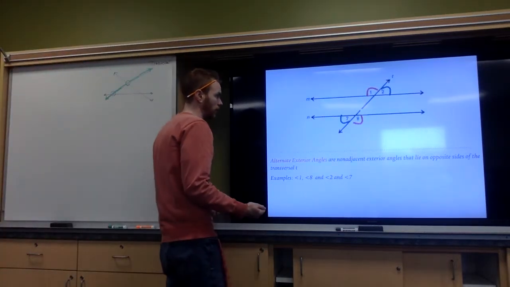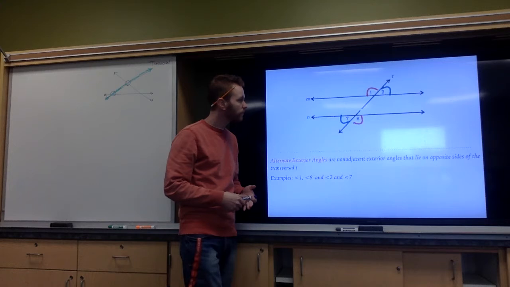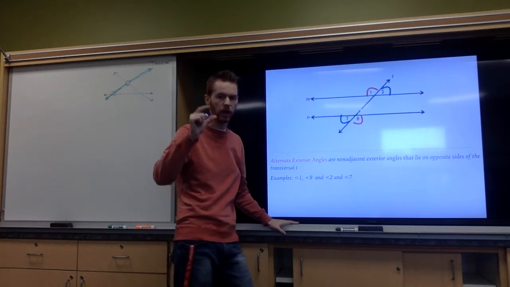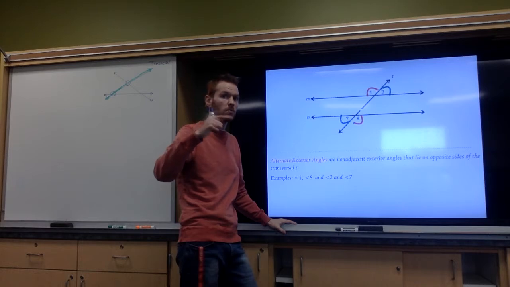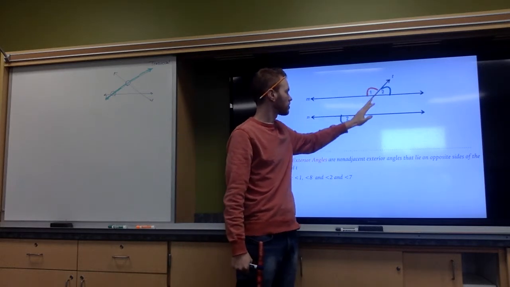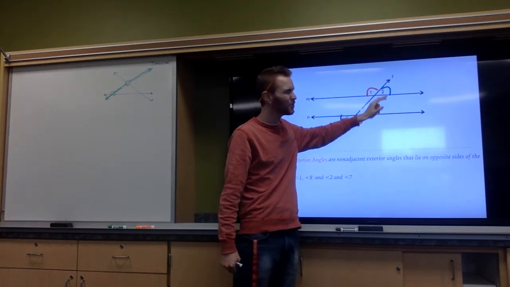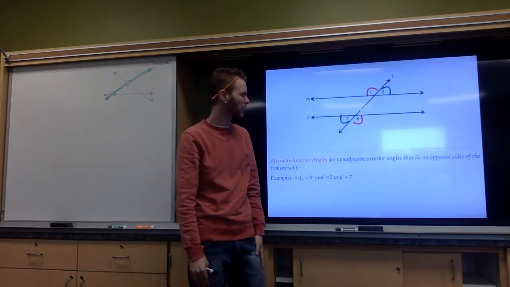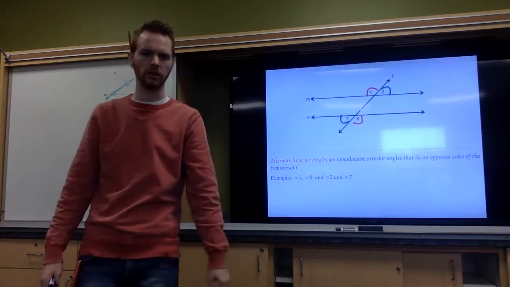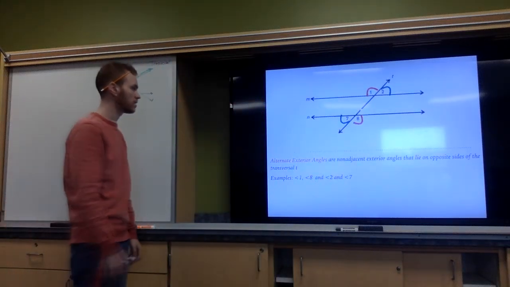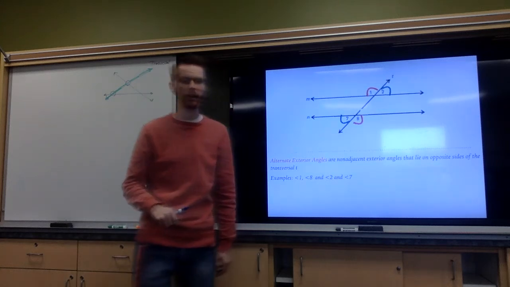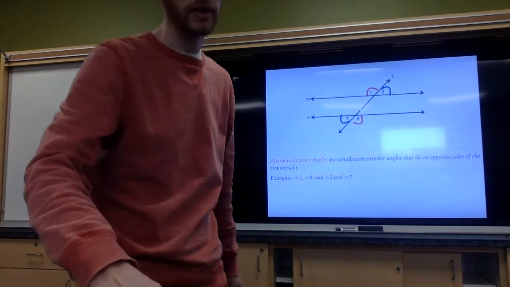Alternate exterior angles, same premise. The only difference is that we're outside of the two lines. So that means we have an exterior location. So 7 and 2 are one set of alternate exterior. 1 and 8 would be the other set of alternate exterior. Okay? Just naming locations. That's all we're doing. Okay? We'll talk about measurements in the next lesson.